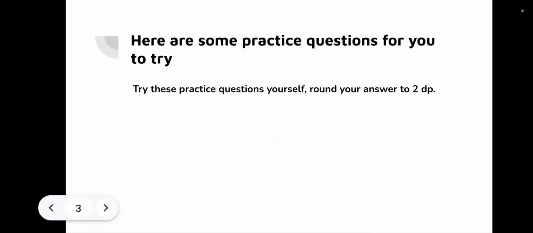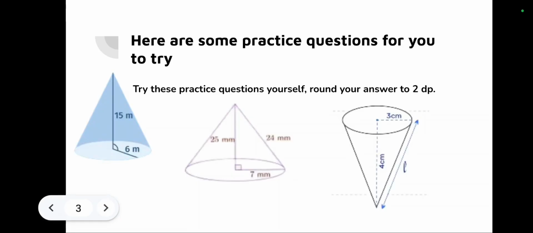Here are some practice questions for you to try. Try these questions yourself and remember to round to 2 decimal places. I will give you 5 seconds. And here are the answers.